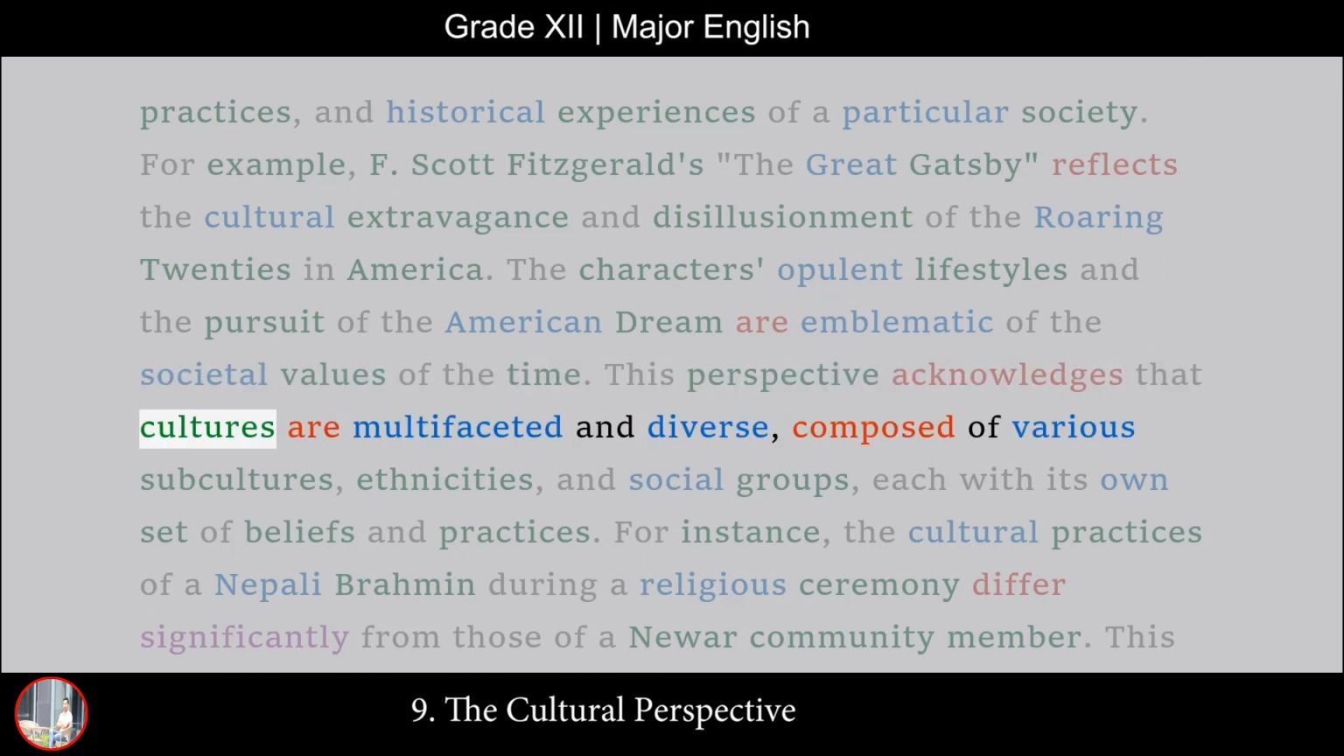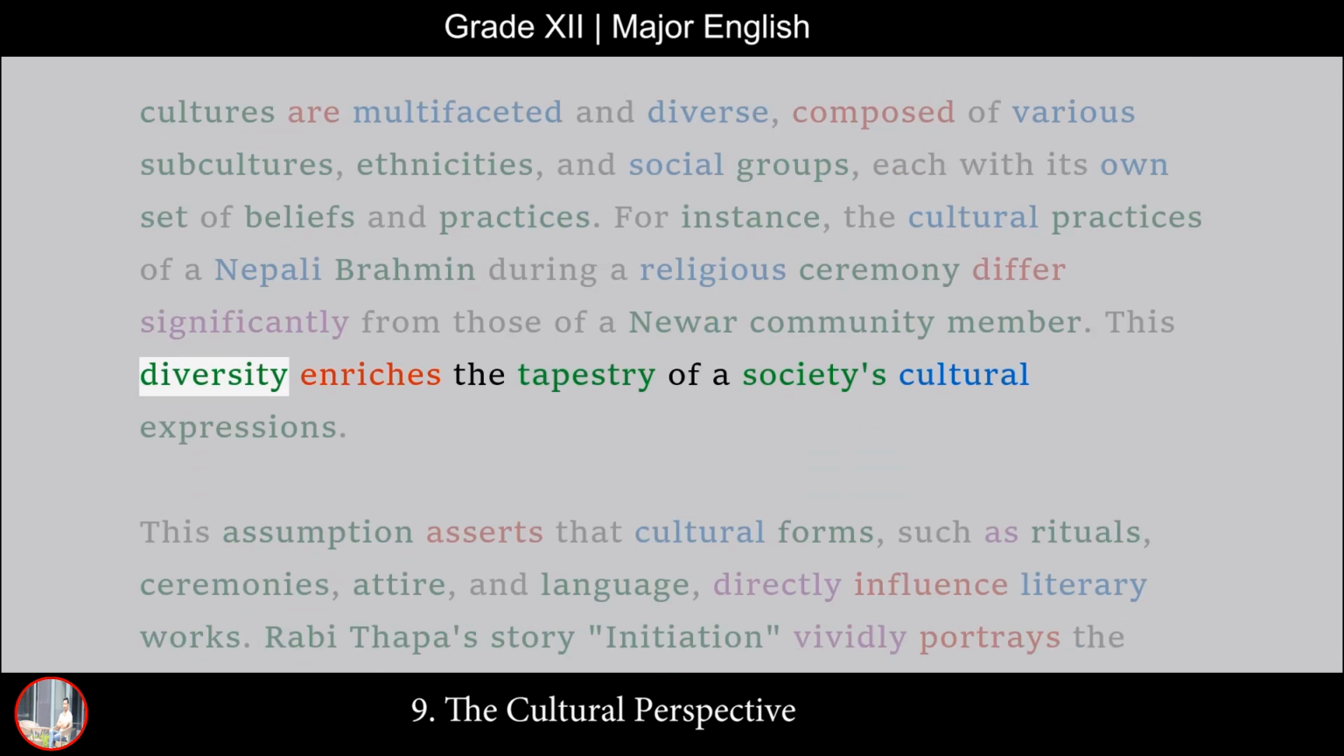This perspective acknowledges that cultures are multifaceted and diverse, composed of various subcultures, ethnicities, and social groups, each with its own set of beliefs and practices. For instance, the cultural practices of a Nepali Brahmin during a religious ceremony differ significantly from those of a Newar community member. This diversity enriches the tapestry of a society's cultural expressions.